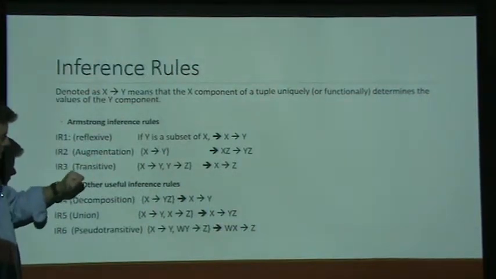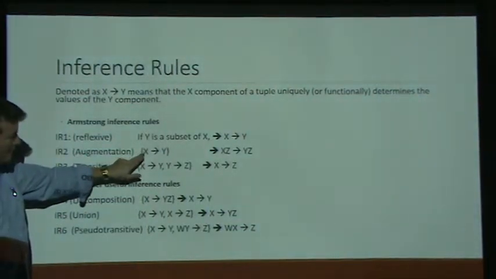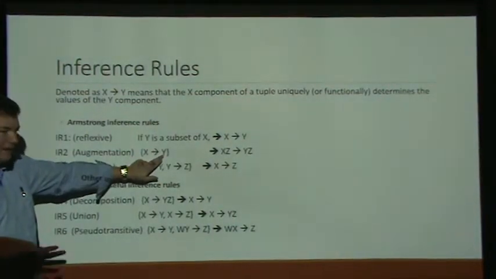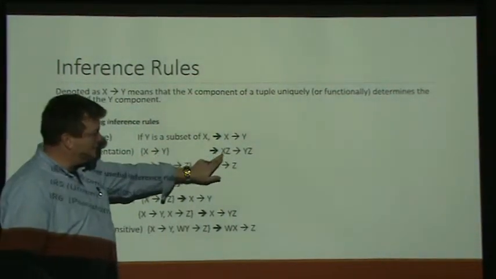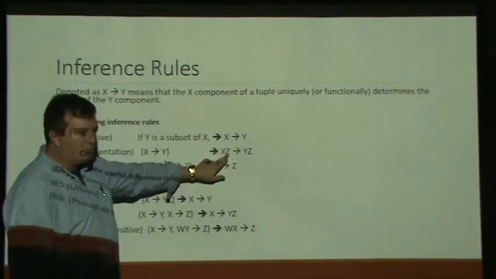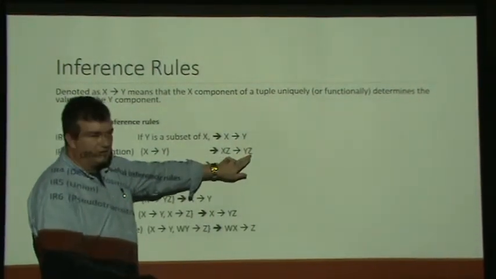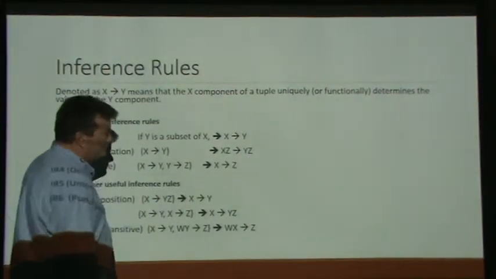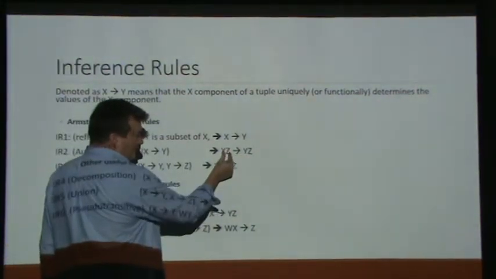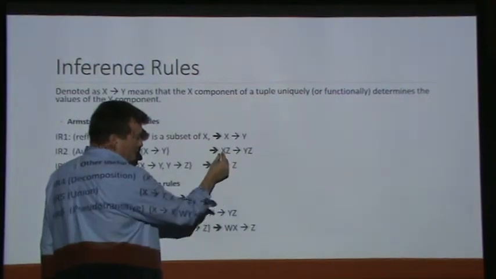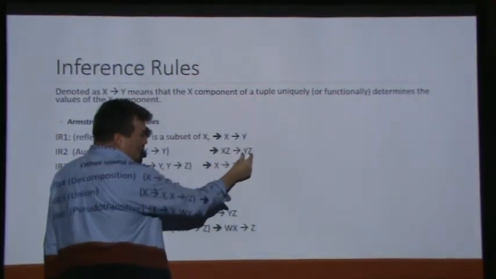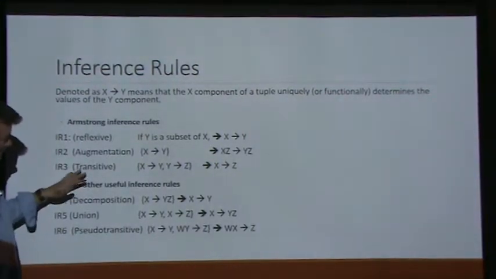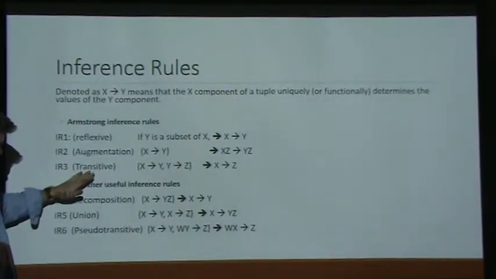The augmentation rule is: if X can tell us what Y is, and you were then given a column X and a column Z, you would be able to tell me what Y and Z are, right? Because I'm just adding Z onto both sides. So basically, if X can tell you what Y is, and I gave you what Z is, you could say what Z is. So X and Z together would give you Y and Z. This is another one that seems a little intuitive, but just stay with me. These get a little interesting.